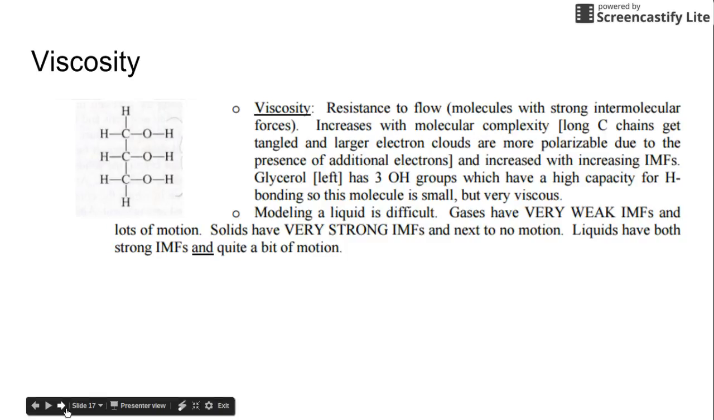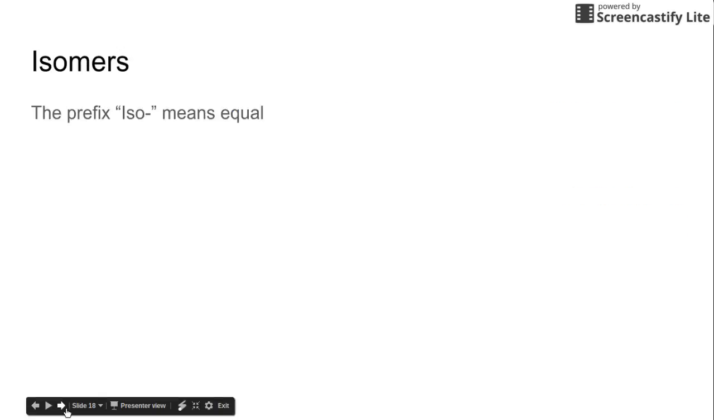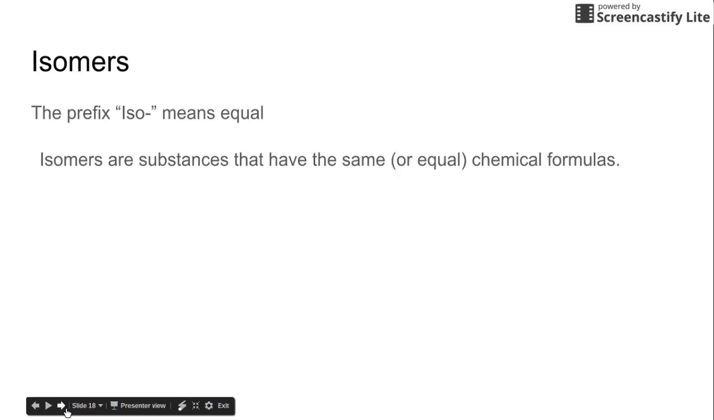Now, let's talk a little bit about isomers. The prefix iso means equal. Think about an isosceles triangle. They have 2 equal sides. So an isomer is a substance or substances that have the same or equal chemical formulas. There are 2 types: structural isomers and stereoisomers.